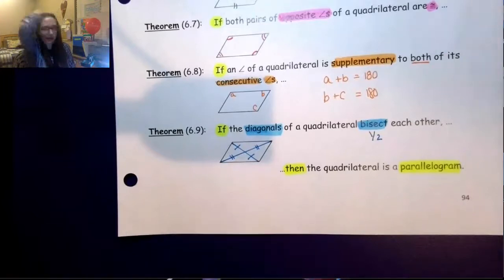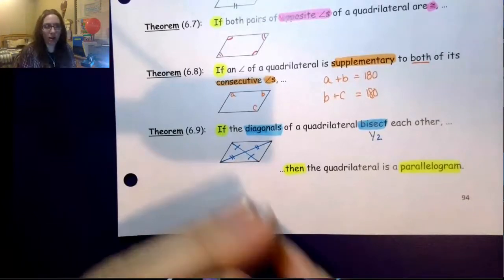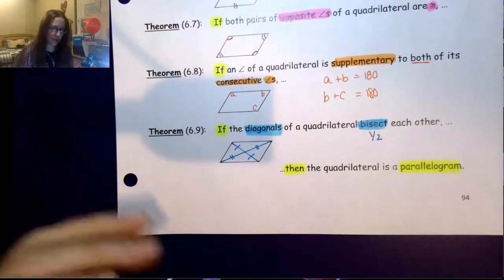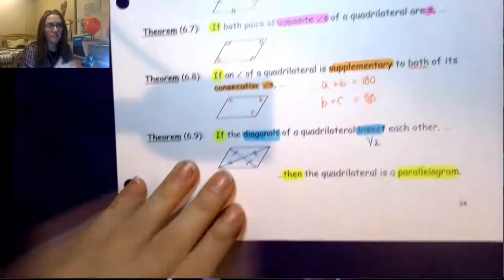So what's really nice about this is I don't need to know all of it. I don't need to have all of the pieces. But if I know one of those things, that's enough for me to say it's a parallelogram.